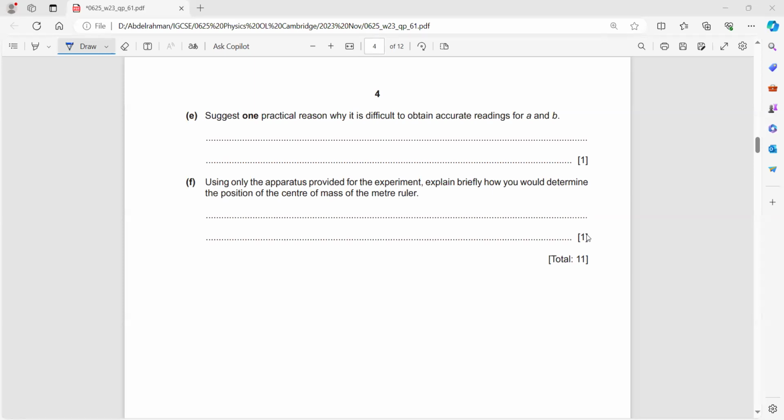Initially, it's already difficult to balance the ruler. If I have the ruler on a pivot and I'm putting a load on one side or the other side, it's already difficult to balance this ruler. So it would be even more difficult to take the readings of A and B. So that's one practical reason. It's a very trivial and easy, maybe a stupid reason. But should I write it down? Yes. It is difficult to balance the ruler. It's as easy as that, guys.